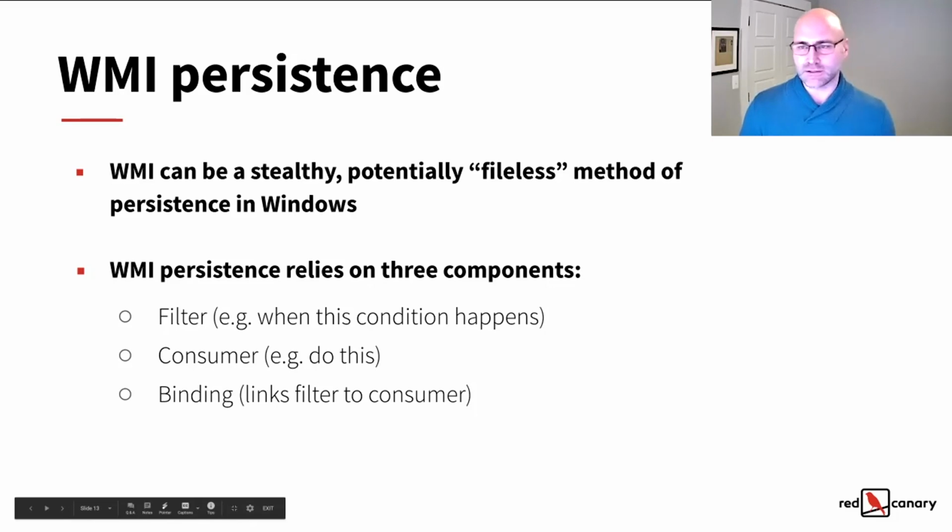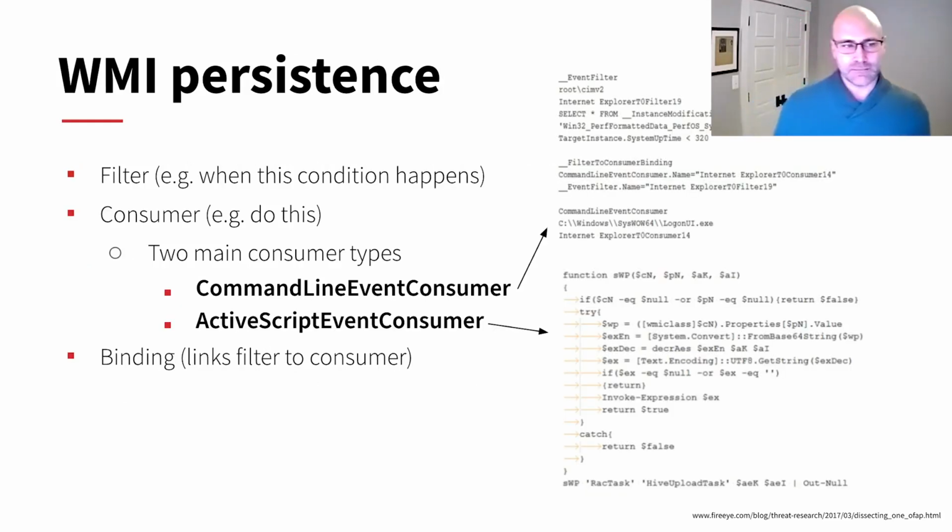So when you use WMI for persistence, there's effectively three components. There's a filter, and the filter you specify using the Windows query language. You can say, when there's a consumer, which is what you actually want to instantiate or execute when the filter occurs. And then there's a binding that links the filter to the consumer. There are two main types of consumers. There's a command line event consumer where you can specify what process you want to execute and potentially specific arguments. So you could use this if you wanted to run encoded PowerShell, or you wanted to run a particular file on disk.